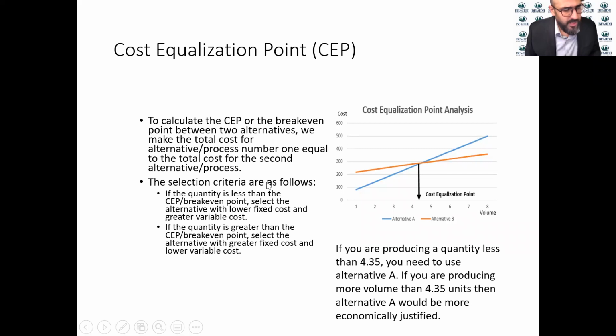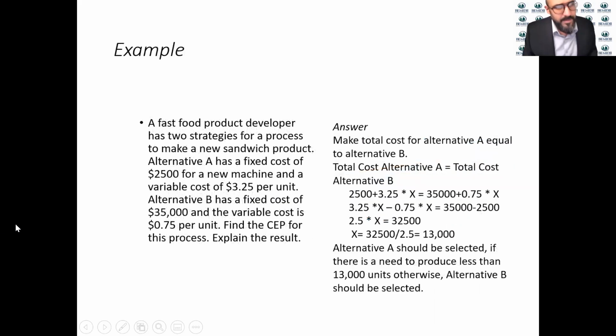The selection criteria are as follows. If the quantity is less than the CEP break-even point, select the alternative with the lower cost. So this is what you want to do, select the one with the lower fixed cost. However, if you are producing a larger quantity, serving more customers than the CEP, you will go with the greater fixed cost and a lower variable cost. Let's take a look into this example.